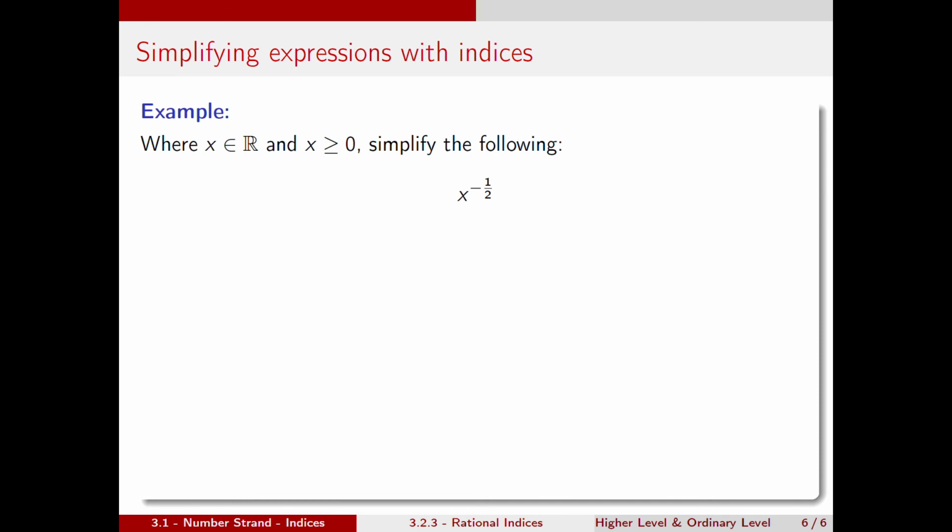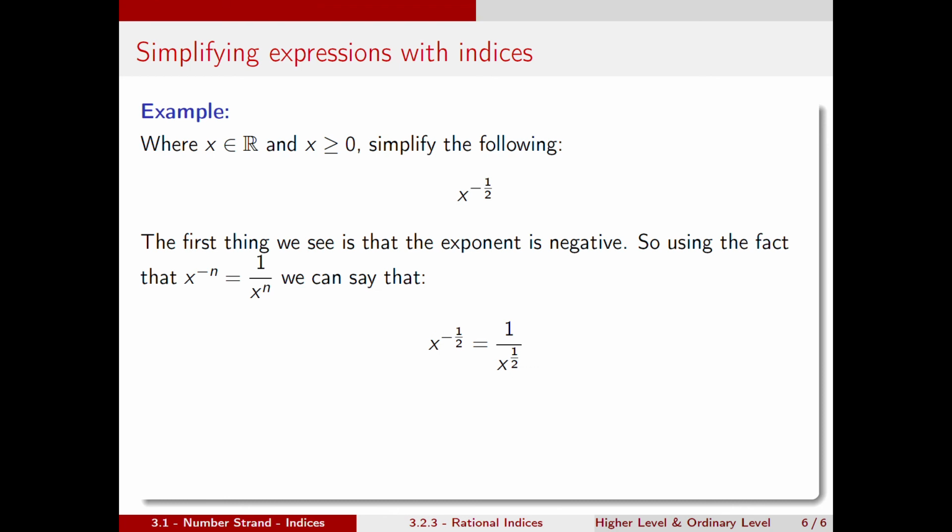So let's look at an example of simplifying an expression with indices. In this, x is a real number and it is greater than or equal to 0. So we will simplify the following: x to the power of minus a half. The first thing we notice is we have a negative exponent. So using the fact that x to the power of minus n is equal to 1 over x to the power of n, so when we have a negative exponent, this works whether it's an integer or a rational number. It actually works for any number. So x to the power of minus a half becomes 1 over x to the power of a half.